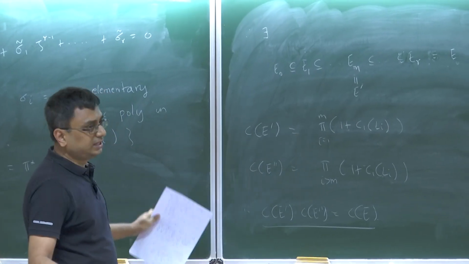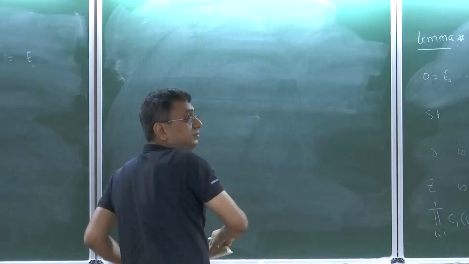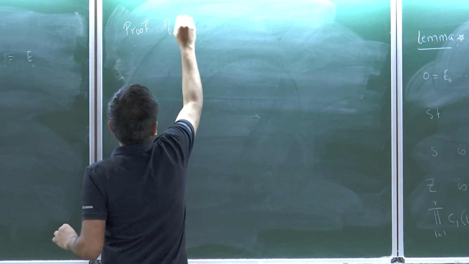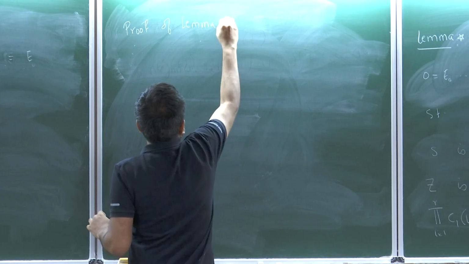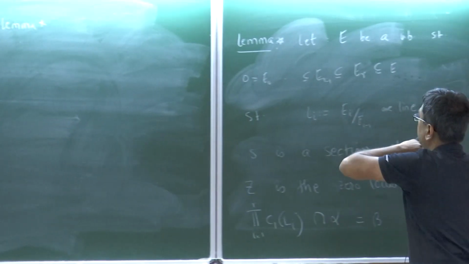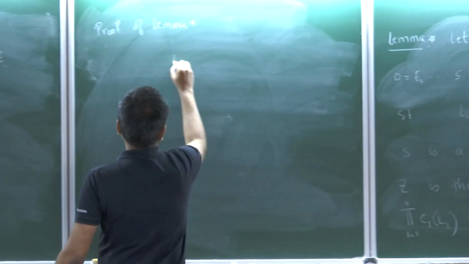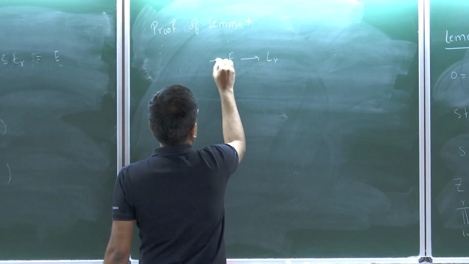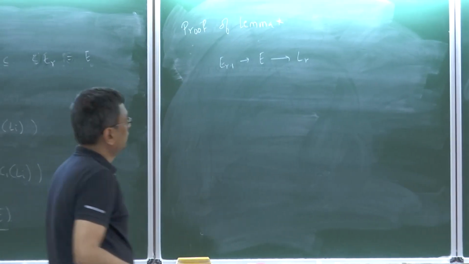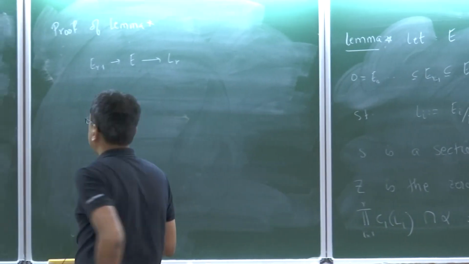Okay, so this proves 3.2 completely modulo this lemma. So let us see why this lemma is true. Proof of lemma star. Now the section of E induces a section of any quotient of E. So I have E mapping to LR, and the kernel is ER minus 1. We are going to do this by induction on the rank of E.